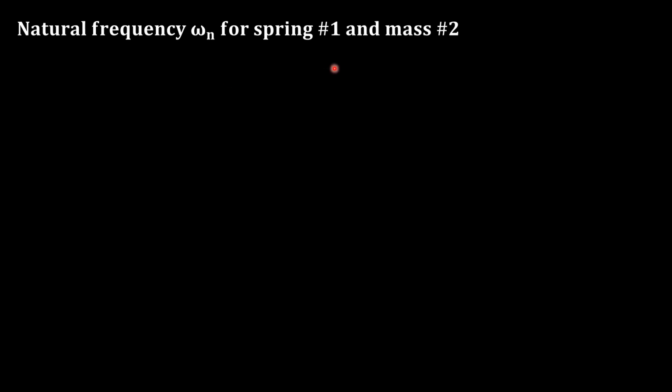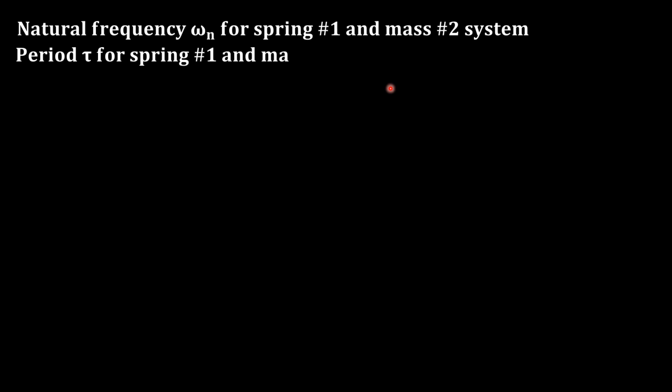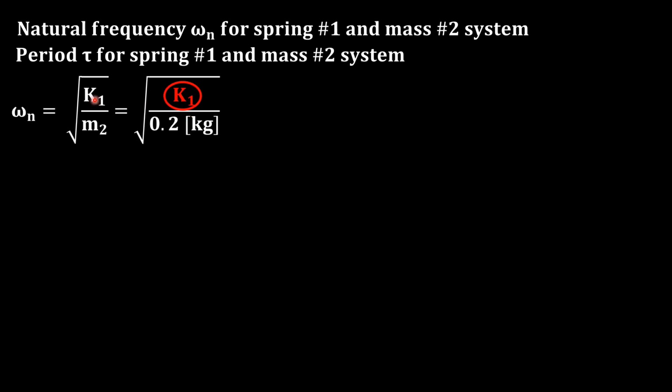So here the natural frequency, which is this, for the spring number 1 and mass number 2 system, and here we are asked to find the period for the spring number 1 and mass number 2 system. So the natural frequency is what? Is K of this. So here we want to find the natural frequency for the spring number 1 and mass number 2, and we hang the mass number 2 on it.